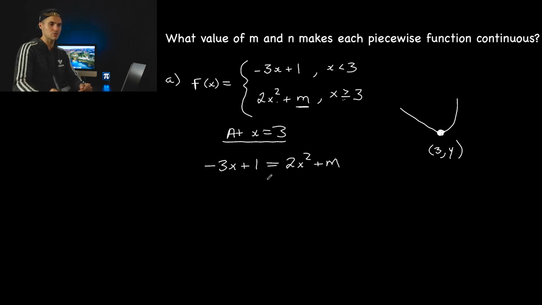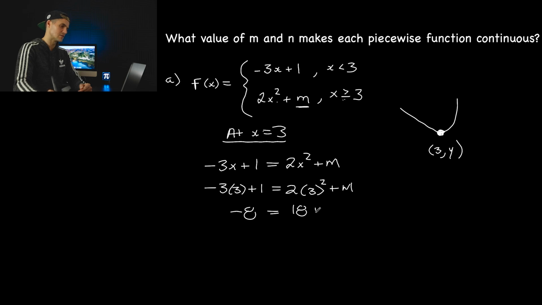And so what we could do is make these equal and then just plug in 3 and solve for the remaining m value. Right, so we would end up with what? Negative 8 is equal to 18 plus m. And so m is going to be negative 26. So that's going to be the solution for part A.